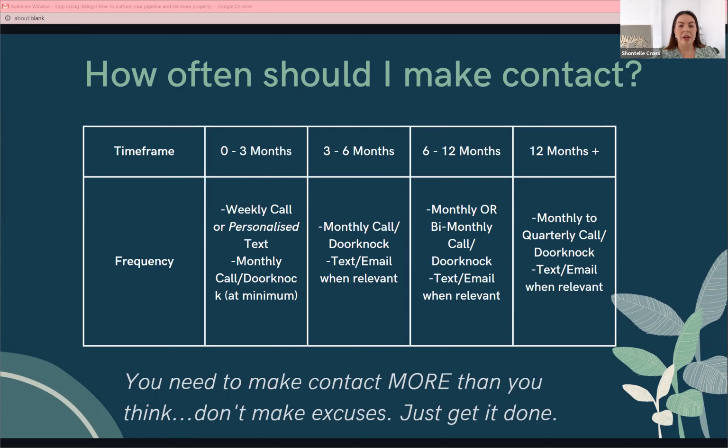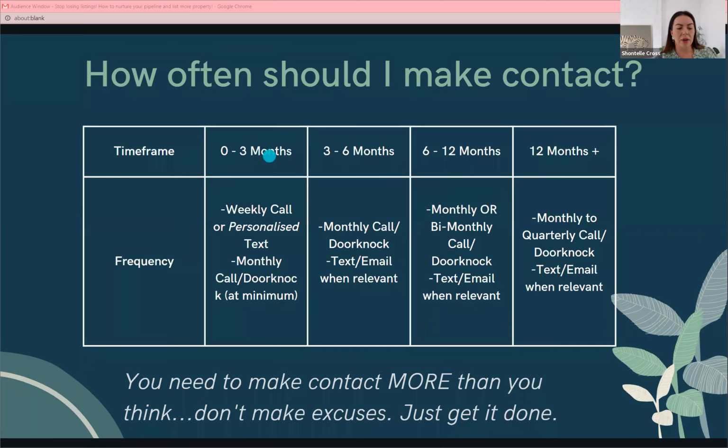So the biggest failure that I see in agents is not enough personalized communication to the pipeline. The number one priority in your job is pipeline. And I really believe that. I think for a key salesperson, you've got 2 jobs: look after your current vendors and find your next ones. And pipeline is all about that. So how often should we make contact with our pipe?